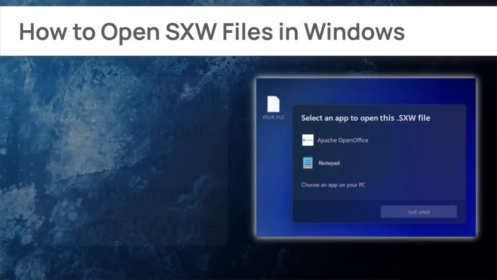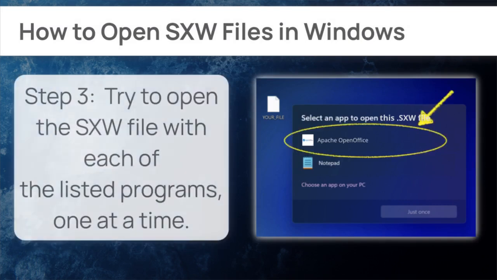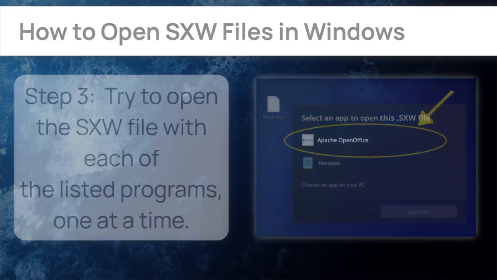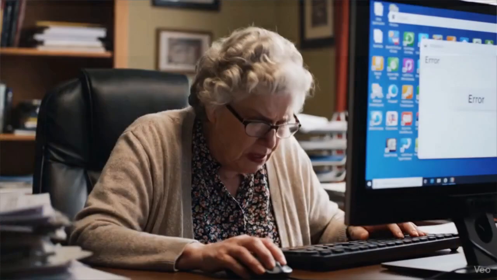Right-click the SXW file and select Open With. If Apache OpenOffice is on your system, try that first. If not, try another option immediately. Testing is key. If you cannot access the SXW file, no problem. It simply means we can't rely on the initial software anymore.